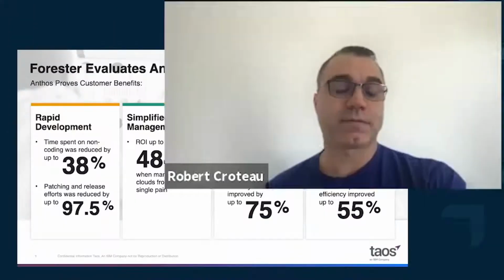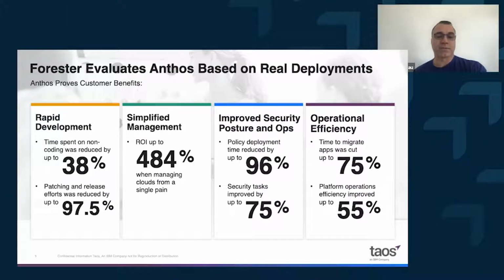So Google asked Forrester to evaluate Anthos capabilities based on real deployments out there in the wild. And the results were impressive. So rapid deployment, for example: time spent on non-coding was reduced by 38%. Patching and releasing efforts was reduced up to 97.5%. Simplified management: when you're able to manage your cloud from a single pane, those customers realize a return on investment of 484%. As John mentioned, there's also improved security posturing and operations.